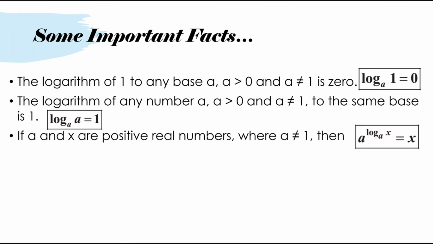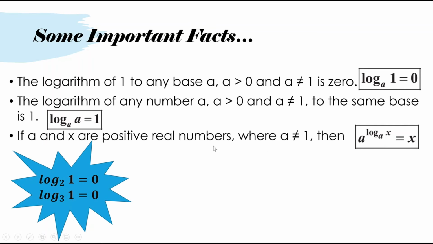Some more important facts. So the logarithm of 1 to any base a. Whatever the base a, if the argument is 1, then the value will be 0. Okay. For example, log of 1 with base 2 is equal to 0, right? Log of 1 with base 3 is equal to 0. So irrespective of whatever the base is, if the argument is 1, that means the value of the logarithm you get is 0. Okay, this is an important fact.